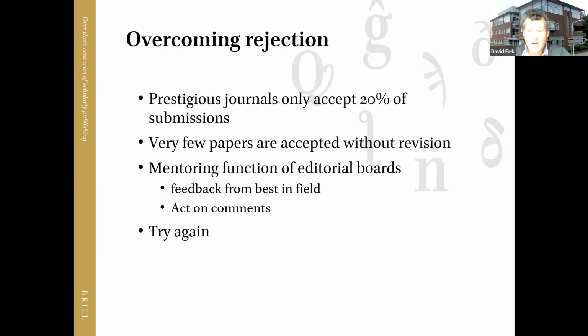Now, rejection is just one process along the pathway of being published. You shouldn't take the rejection personally, because prestigious journals only accept 20% of submissions. That means 8 out of 10 articles submitted to a top journal are actually rejected. Very few papers are accepted without any revision.